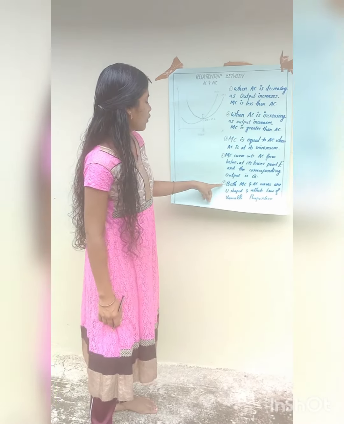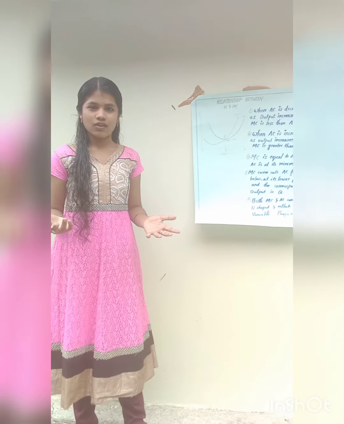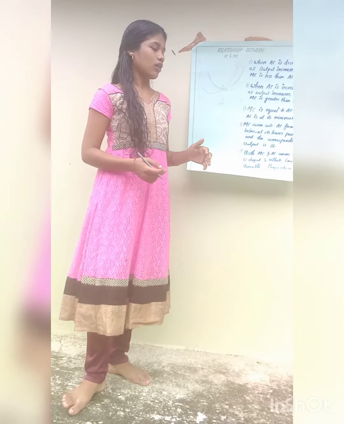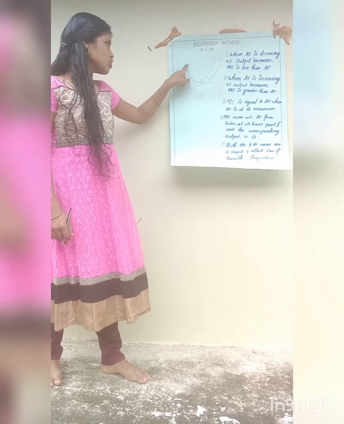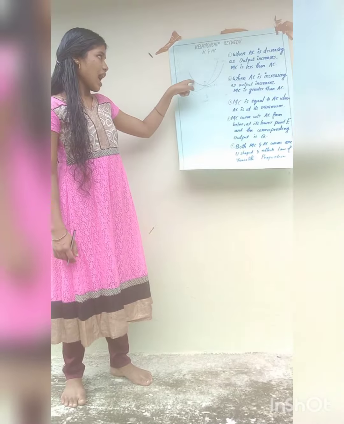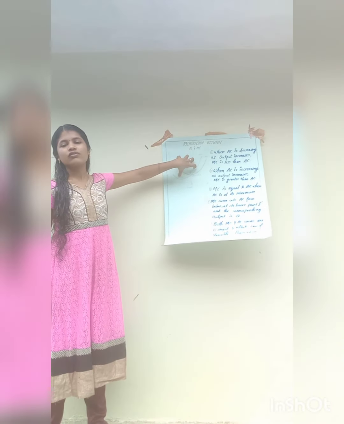Then fifth point, both MC and AC curves are U-shaped curves. Yes, this MC curve is also U-shaped and this AC curve is also U-shaped, and this reflects the law of variable proportion.